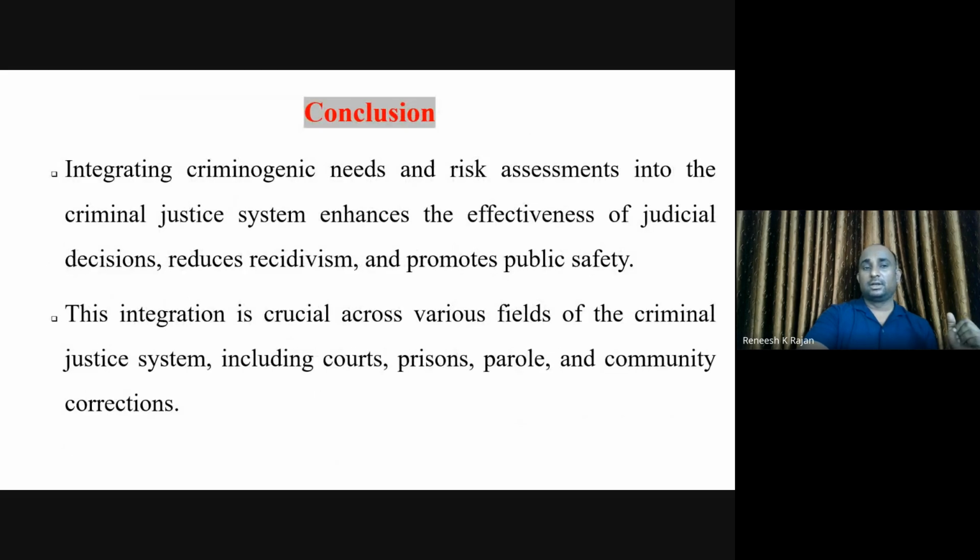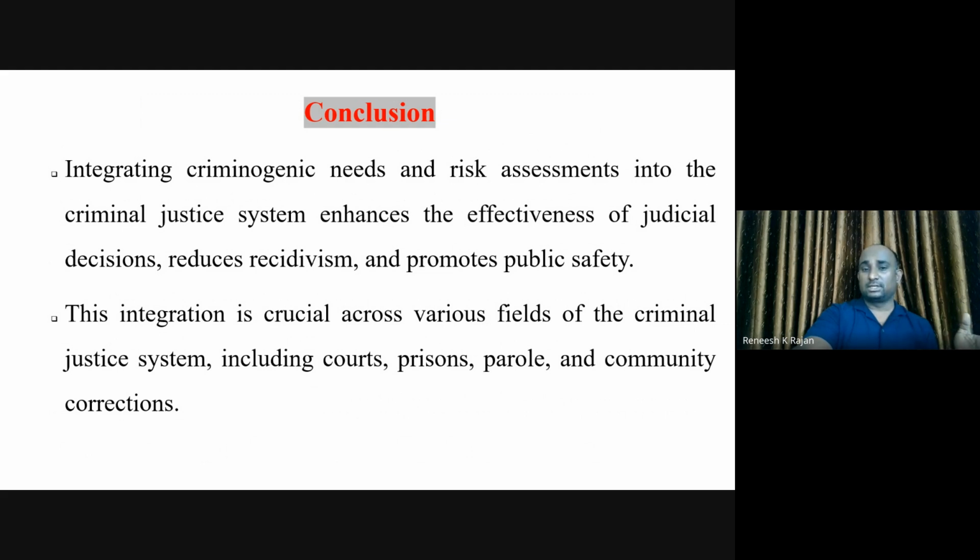We are concluding. Integrating criminogenic needs and risk assessment into the criminal justice system enhances the effectiveness of judicial decisions, reduces recidivism, and promotes public safety. So why integrate criminogenic needs and risk assessment in Indian prisons? One of the main reasons is that it enhances the effectiveness of judicial decisions. In pre-trial decisions and in judgment, a court can use these risk assessment tools. And second is reducing recidivism, in the sense of reducing repeated offending.